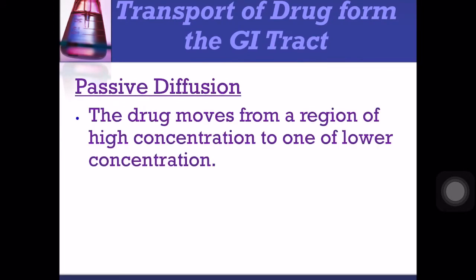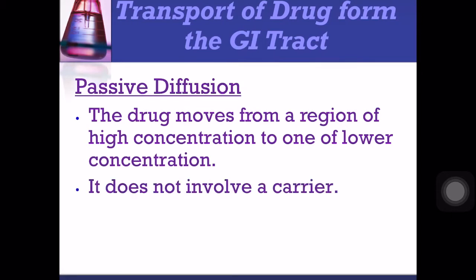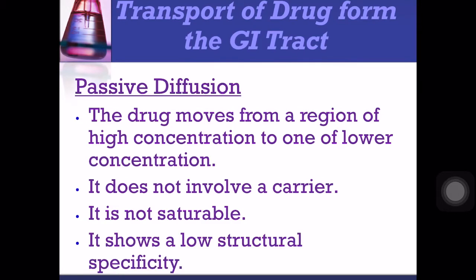active transport. So when you say passive diffusion, the drug moves from a region of high concentration to one of low concentration. So remember that class ha? High to low. Wala siyang carrier. Hindi niya kailangan ng carrier kaya hindi siya saturable kasi wala naman siyang kailangang isaturate na transporter or carrier.